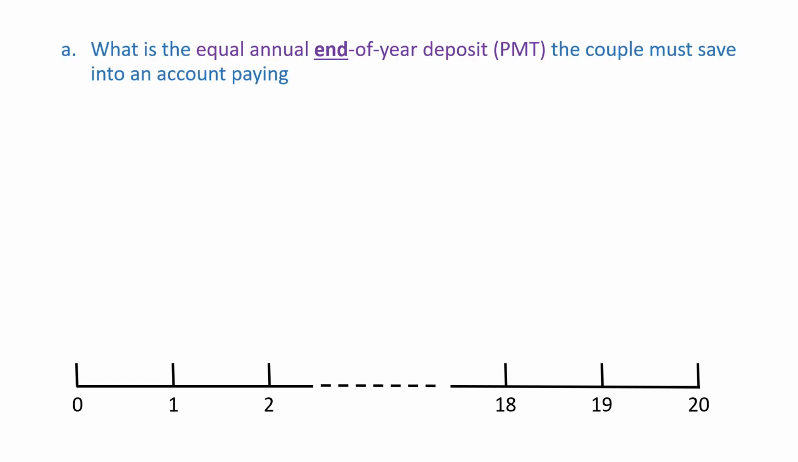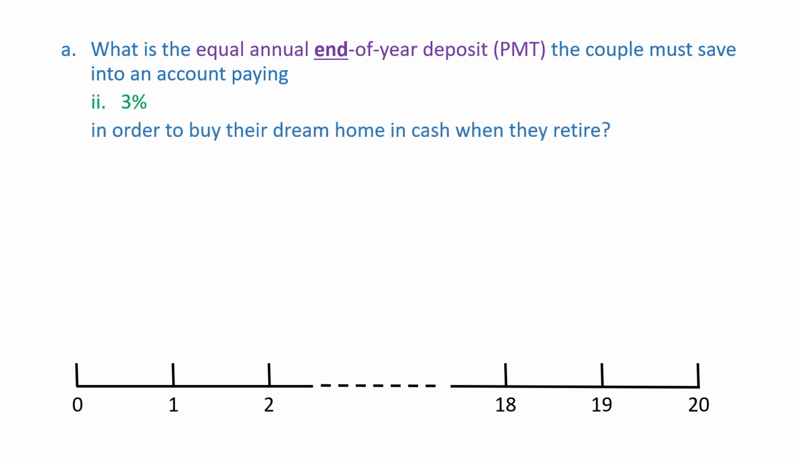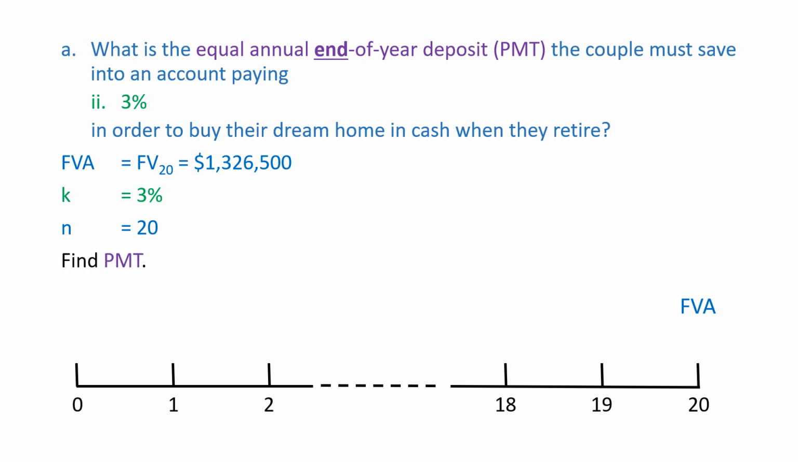What is the equal annual end-of-year deposit the couple must save in an account paying 3%? This time around, the question is asking for 3%. Take note, it's the end of year deposit. Okay, so it's ordinary annuity. FVA is 1.3 million. K, 3%. N, 20. Find PMT.